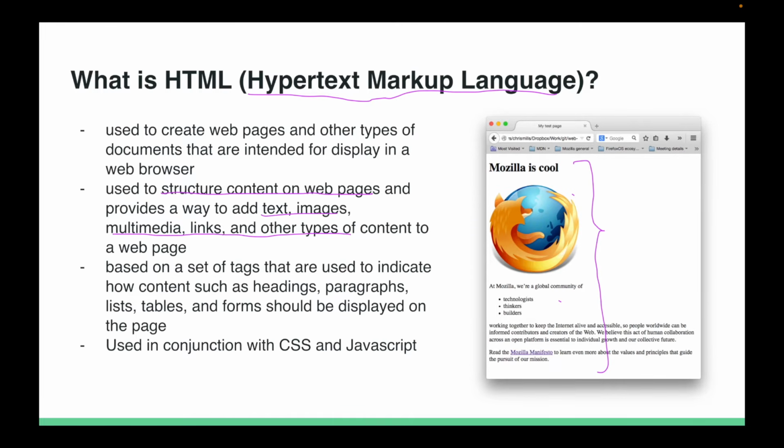It's based on a set of tags. By tags, we mean something that looks like this. It has an open, I don't even know what this is called, that has these two arrow things on either side. I really wish I knew what to call that right now. I guess we'll just call it a bracket. Okay. Anyways, these tags are used to indicate how content is displayed, such as headings, paragraphs, lists, tables, forms, etc.